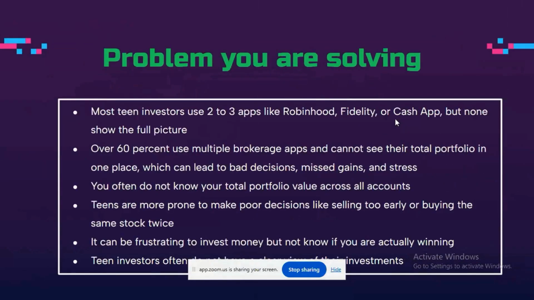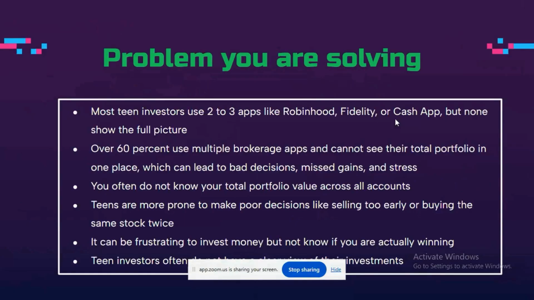So this is a problem. Right now, teen investors usually use multiple apps like Robinhood or Cash App, and the problem is that none of them can show your full portfolio and give helpful advice. That makes it really hard to track performance, and it can even lead to many mistakes.